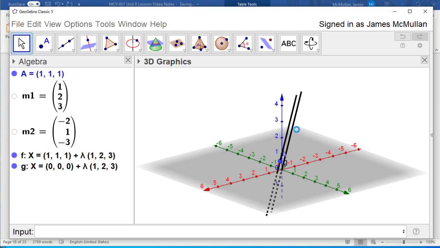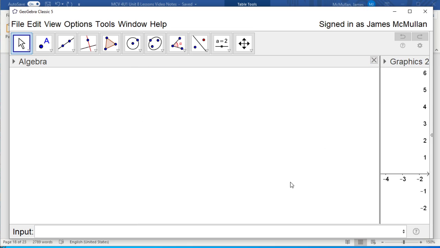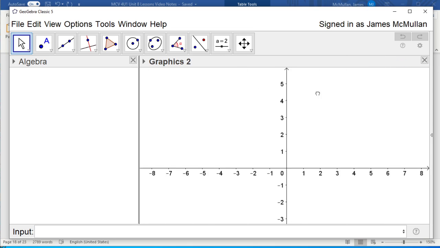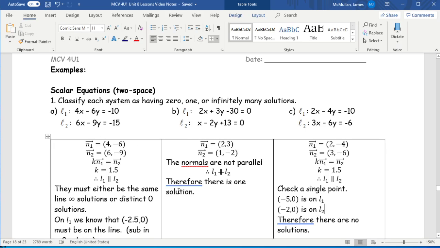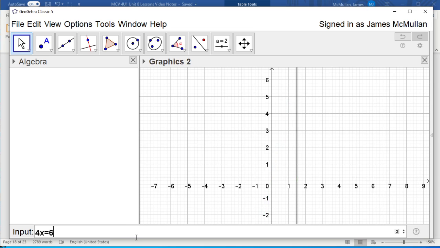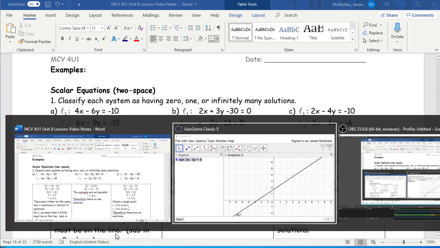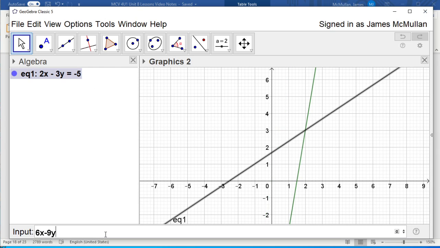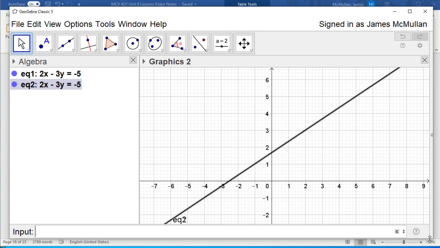So again, we'll just quickly draw all three of these, so we can do a quick reminder of what they look like. Okay, so 4x minus 6y equals -10. And then we have 6x minus 9y equals -15. Of course, they are just, in fact, the same line. So, I guess we can just make a quick.